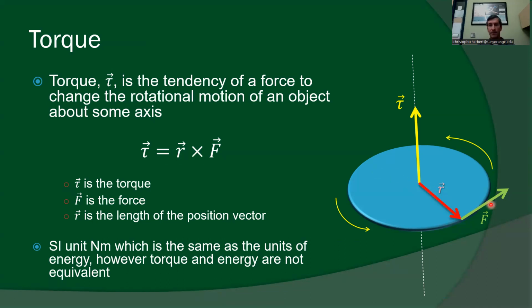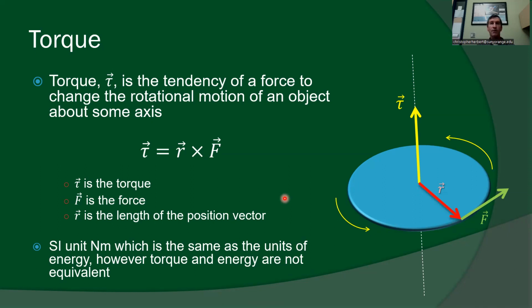R and F basically define a plane here, which happens to be the same plane as this rotating disk. So this torque vector is going to be normal to that disk. That gives you the axis about which the rotation will change. The SI units for torque are newtons times meters. Although this is the same unit as the joule, torque is not energy. They're two very different ideas.